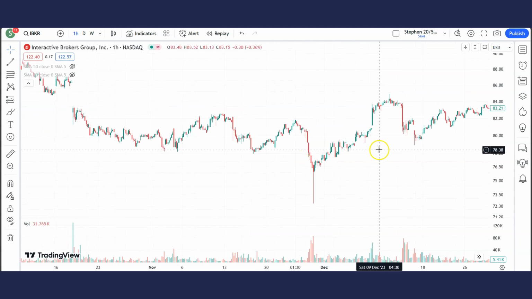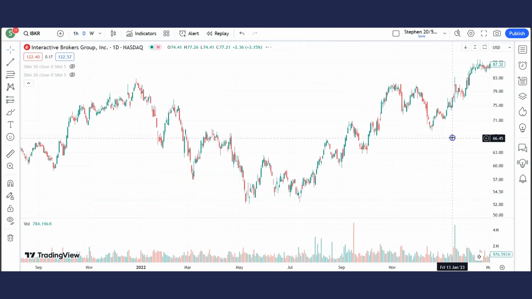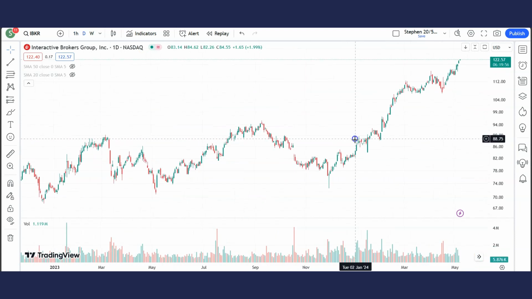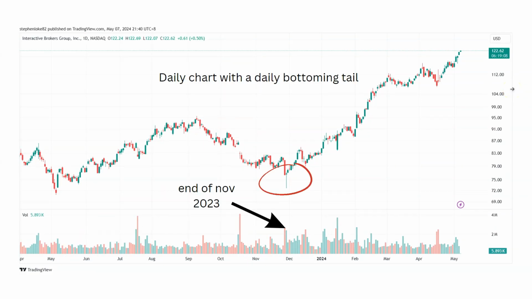So when you see 3 bottoming tails, a bottoming tail in the daily chart, a bottoming tail in the weekly chart, and a bottoming tail in the hourly chart, it is really powerful. Alright, let's do a recap of what we have gone through.